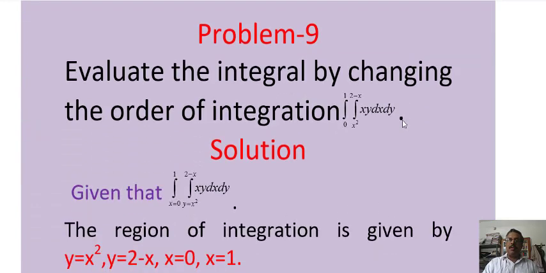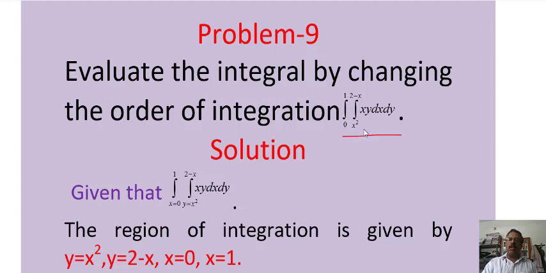Today we will discuss a very interesting problem based on change of order of integration. So, a little bit different problem. Now look into the problem. Evaluate the integral by changing the order of integration.